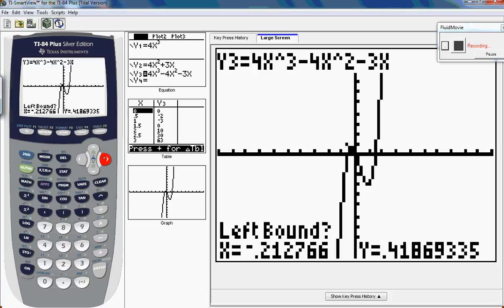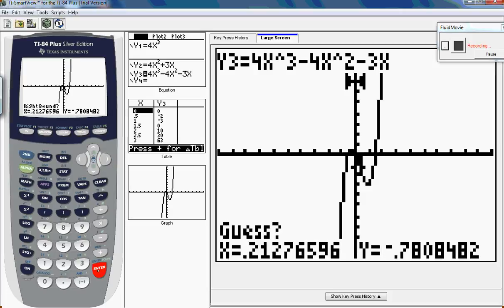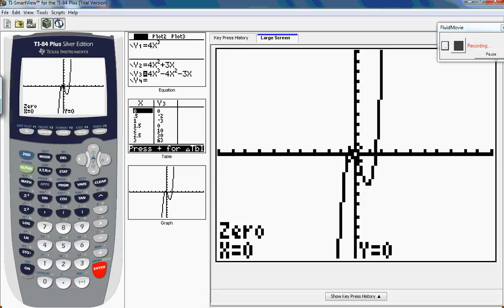Second calc, 0, left bound, I think we need to get over there. Oh, we are at 0, 0. So let's go there, see if we can do it left bound. We can actually zoom in, probably make this a little bit easier. Right bound, guess, it should be 0, 0, it is.